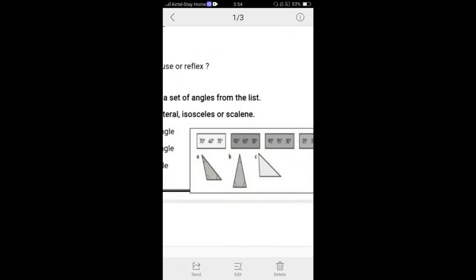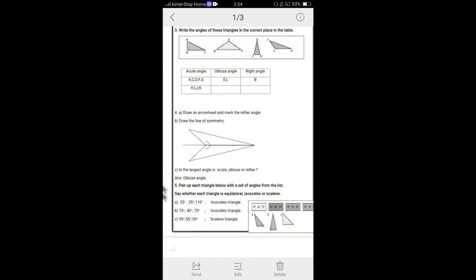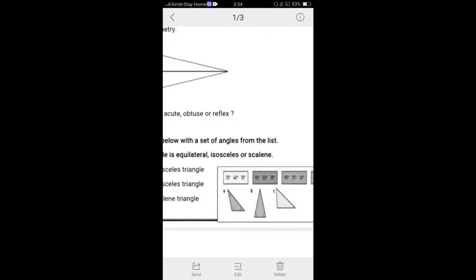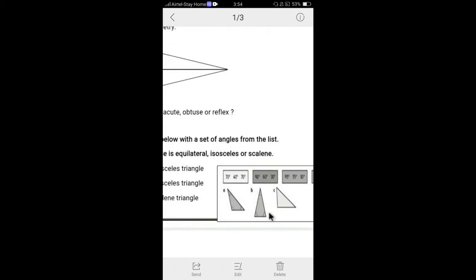So for A, the answer we got is 35, 35 and 110. You can see that I have written it, and two equal angles mean two equal sides. This is an isosceles triangle. B number, you can see that these two angles are also equal, and this is a small one. These two compared to these two, this is the smaller one, so easily the first option is going to be for B, or you can measure with the protractor.